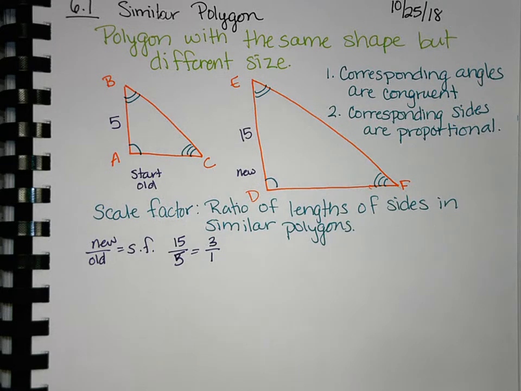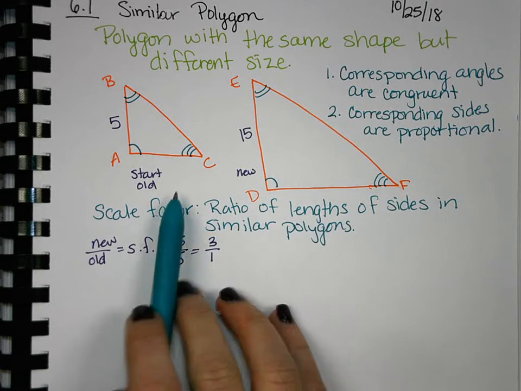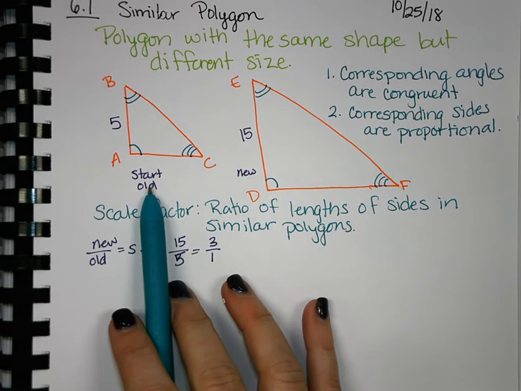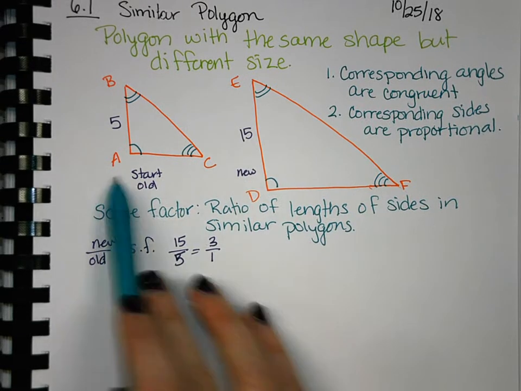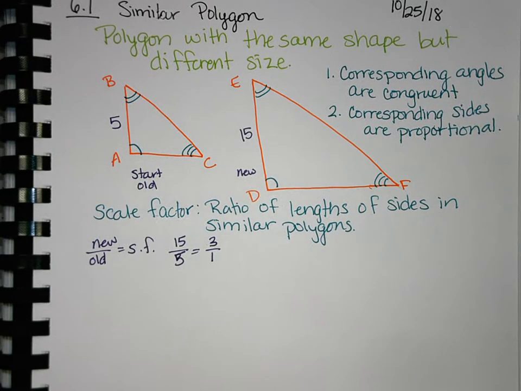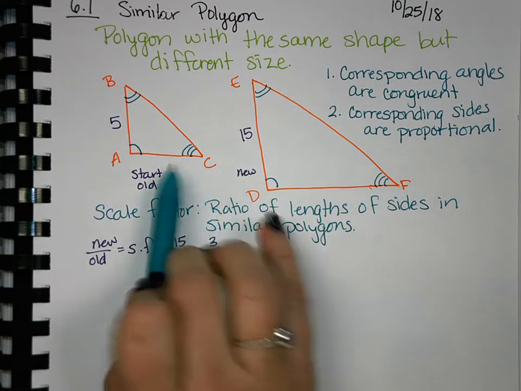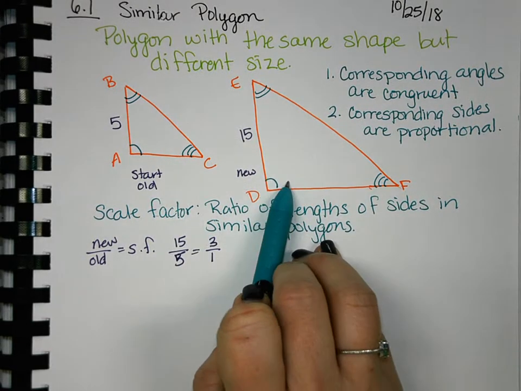How this might look in an assignment, if it doesn't tell you, like this one, I didn't tell you until I wrote it which one was my start and which one was my end. If it doesn't tell you, then you pick the order you want to go in. Okay, but if it tells you that you're starting here, ending here, you're going to do new over old.